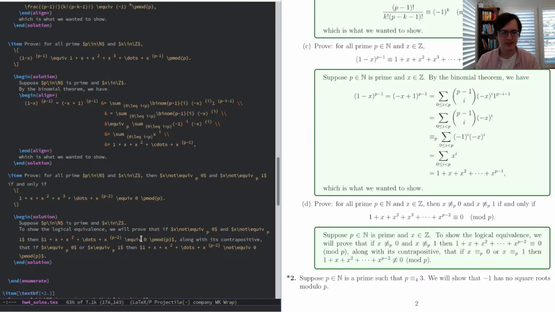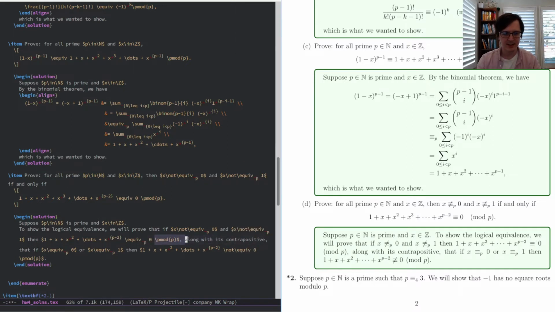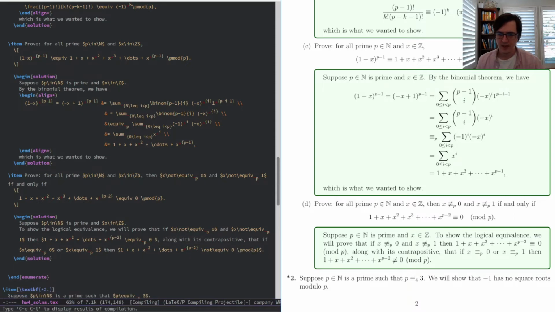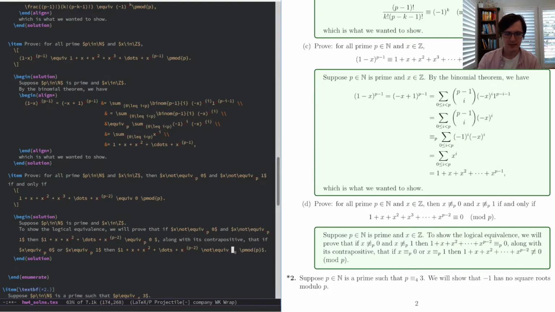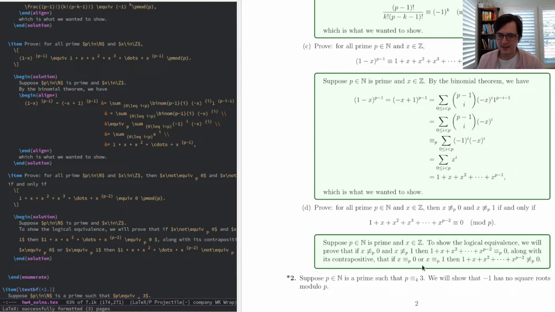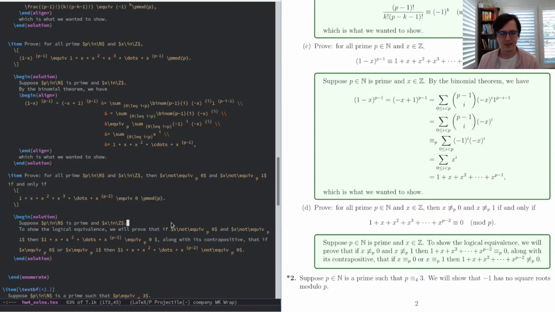And let's turn that into a sub P just for compactness. Along with its contrapositive, which is that if X is 0 or 1, then it's not equal. So that's what we're going to do. So first, assume or suppose these two hypotheses.